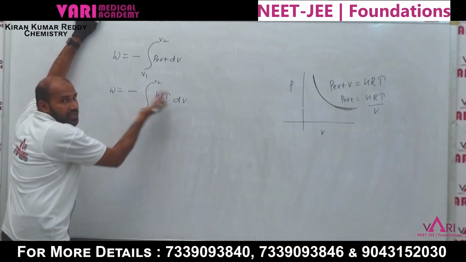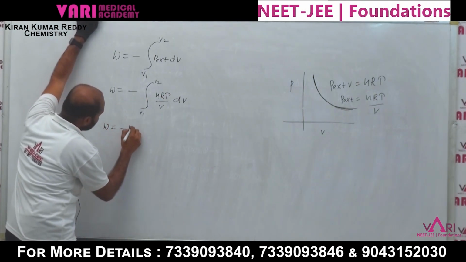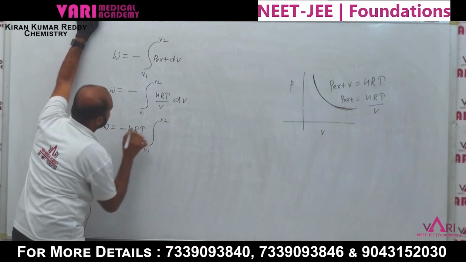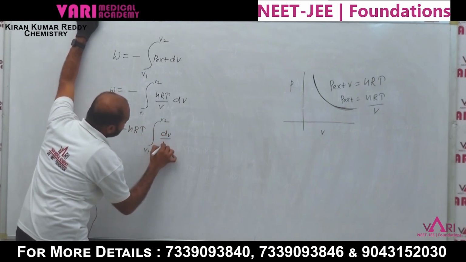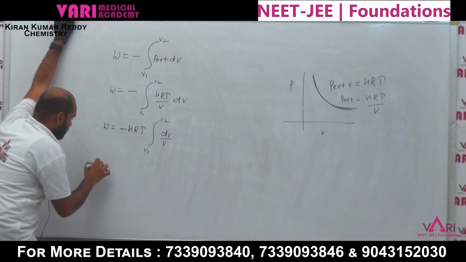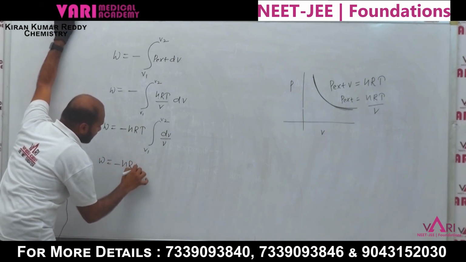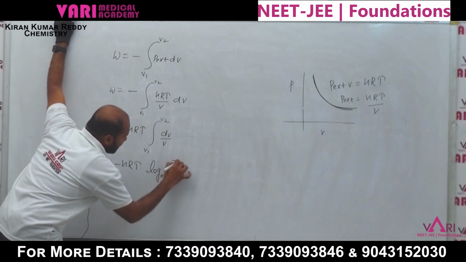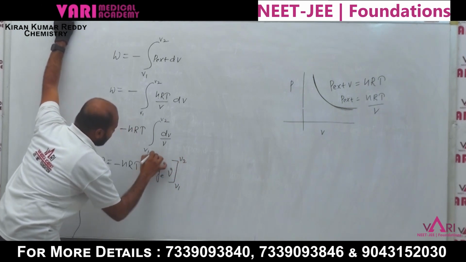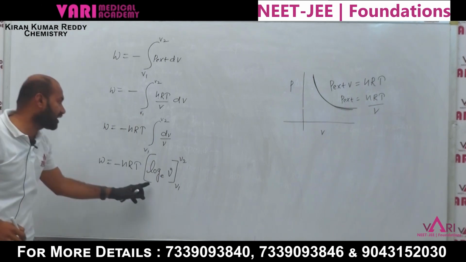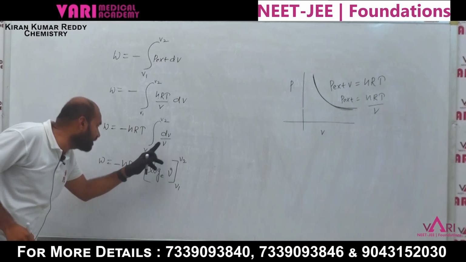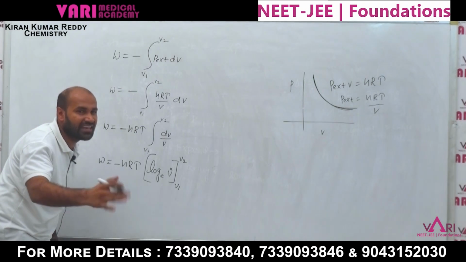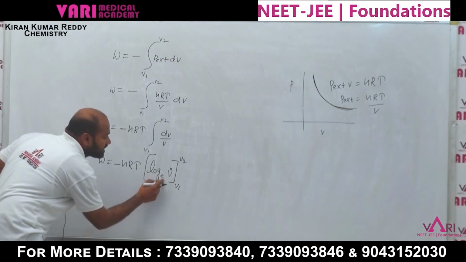Now nRT is taken outside. W is equal to minus nRT times the integration from V1 to V2 of dV by V. Integration of dV by V means log base e of V, between V2 and V1. ln, the natural log, we can also write. Sometimes it is written as ln, and you can use that, but I am writing log base e V.